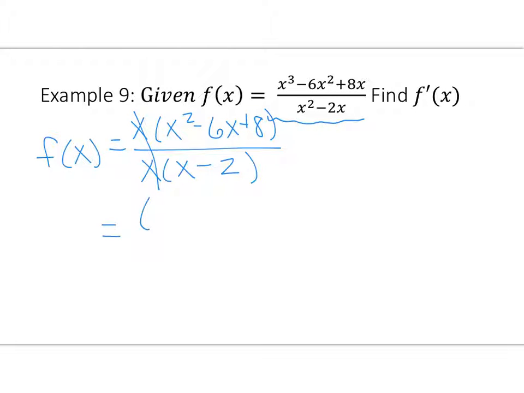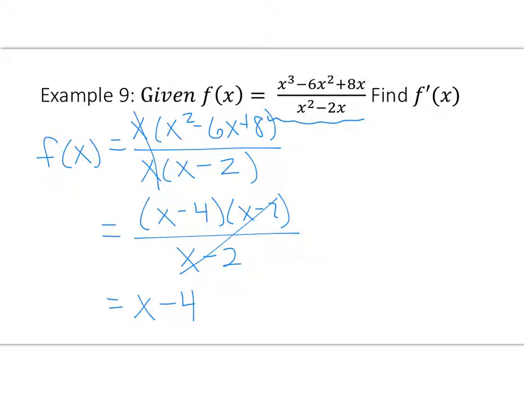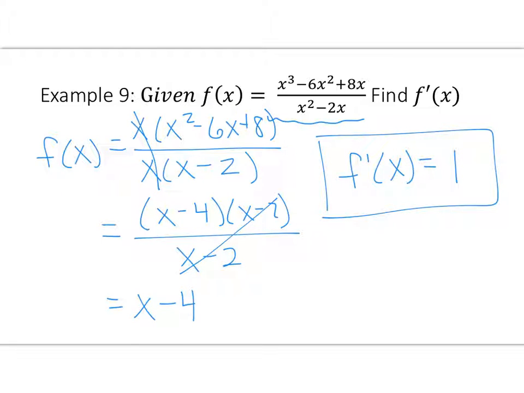X squared minus 6x plus 8 factors to x minus 4 times x minus 2. Still over x minus 2, so I can simplify my x minus 2's. So f of x is really just equal to x minus 4. So then to get my derivative, I can take the derivative of x minus 4, which would just be 1. So that scary looking function has a derivative of 1.